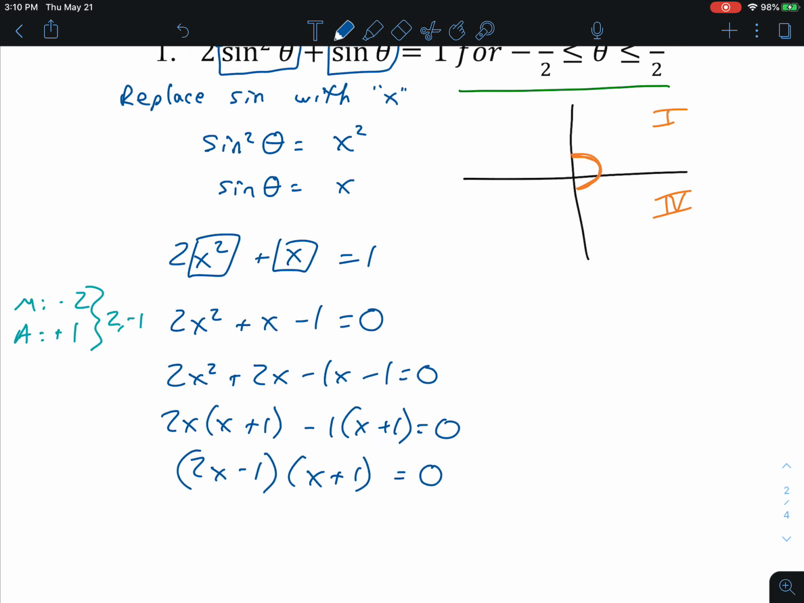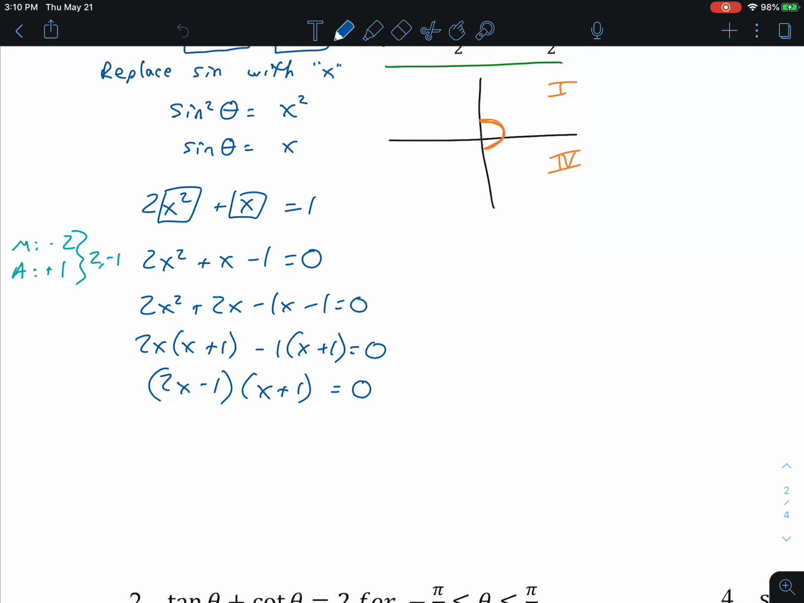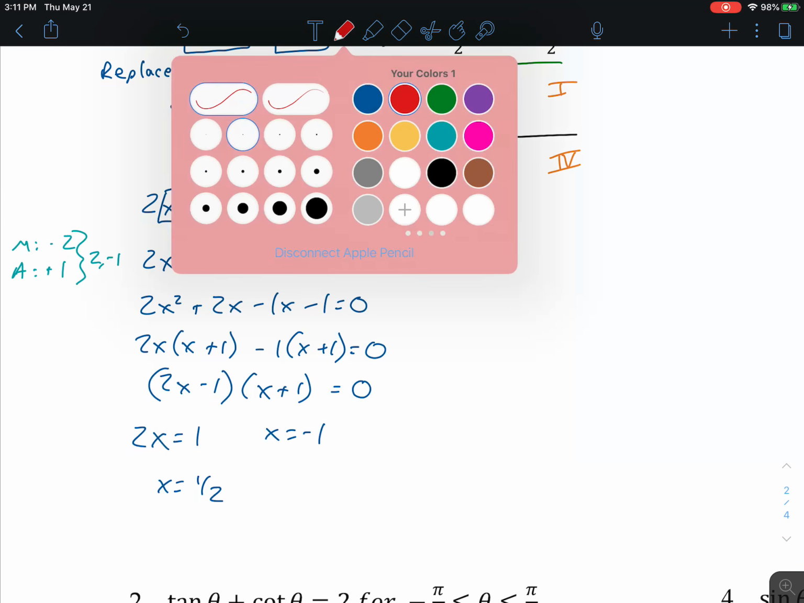Okay, now at this point, you can do two things. You can kind of do two things here. I'm going to write them side by side. You can either solve it, right? What did we do here? We solved it. And we would get 2x is equal to 1, and x is equal to 1/2. And this would give us -1. That's what we used to do.